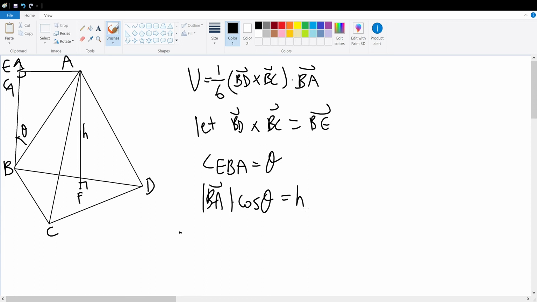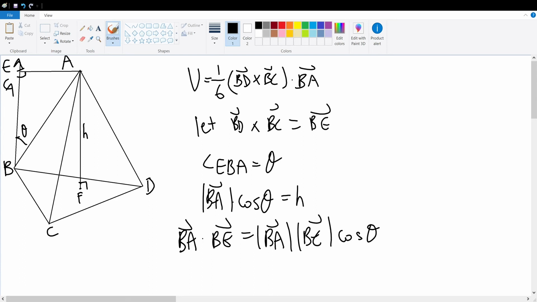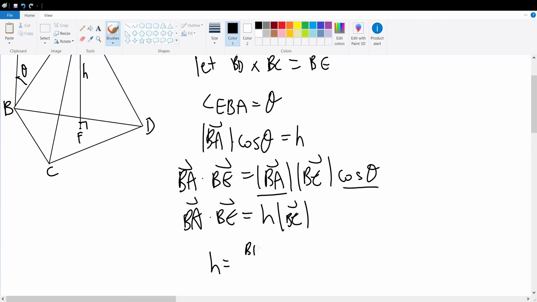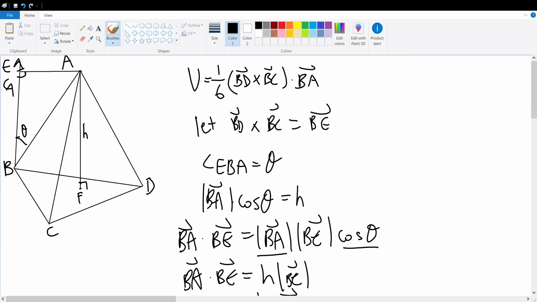From here, we can employ BA vector dot BE vector, which is equal to, by definition, BA vector's magnitude times BE vector's magnitude times the cosine of theta. We know BA vector's magnitude times cosine of theta will give us height. We can substitute that in to get BA vector dot BE vector equal to H times BE vector's magnitude. Rearranging the equation, H equals BA vector dot BE vector divided by BE vector's magnitude. And here we are halfway done with the proof.